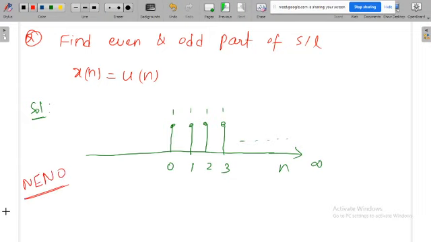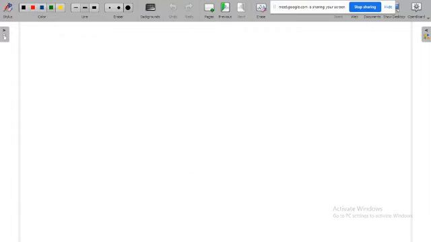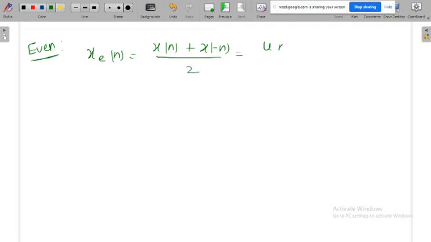If the signal is neither even nor odd, definitely we can find out the even part as well as the odd part. So what about the even part of the signal? The even part is x e of n is equal to x of n plus x of minus n divided by 2, where x of n is equal to u of n, so u of n plus u of minus n divided by 2. Once you know u of n and u of minus n, you add both, then divide by 2.